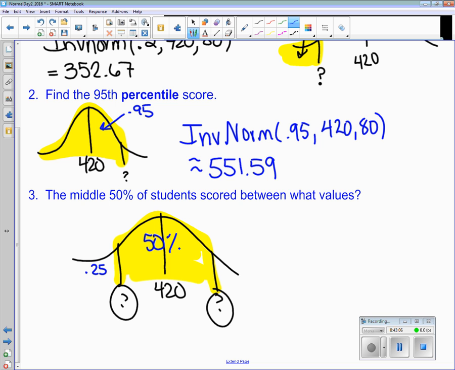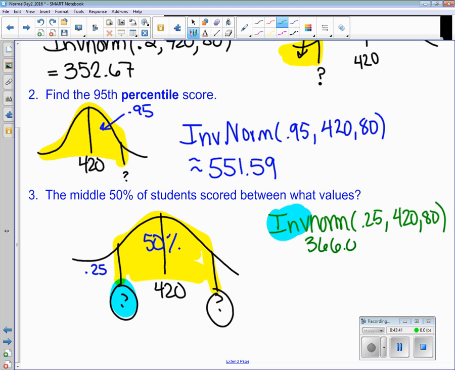Okay? So we're going to find two. So we'll start with the left-hand side. The left-hand side, we'll highlight it blue, just as color coordination. Inverse norm 0.25. We're finding the scores here, not z-scores, but the actual test scores. You should get a number something less than 420. 366, I do expect it to be bigger than the one we did up here, so that's fine. So 366.04. So that'll be down here.